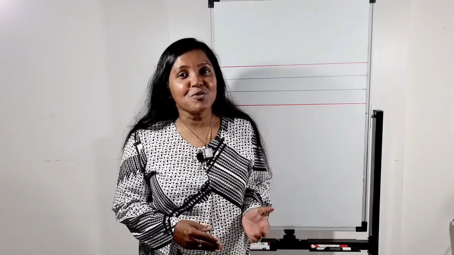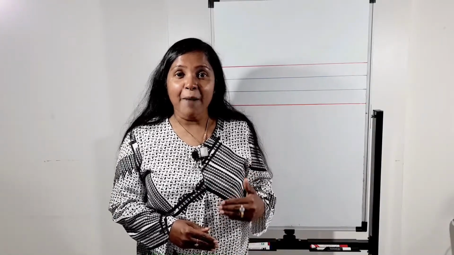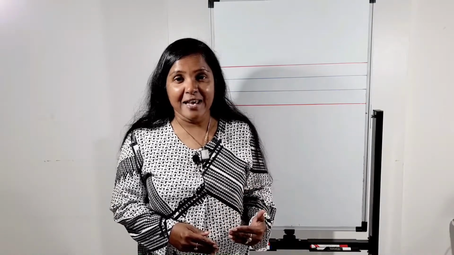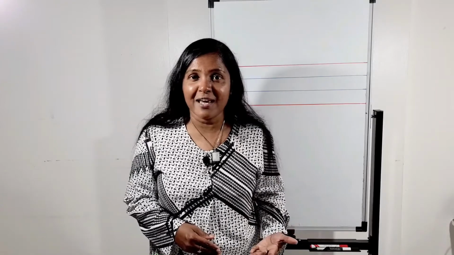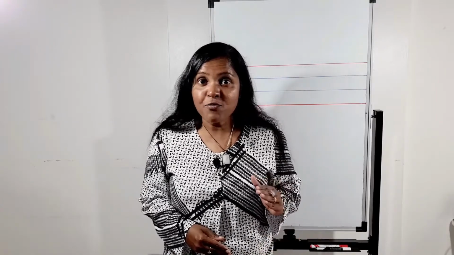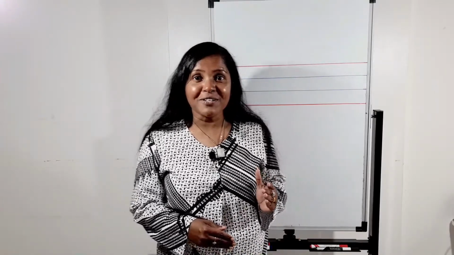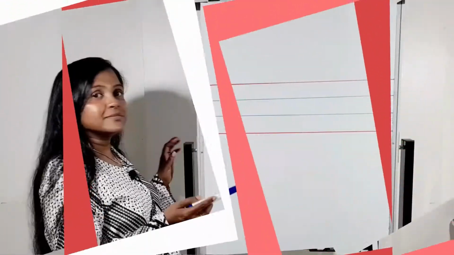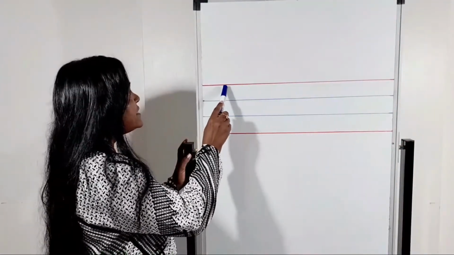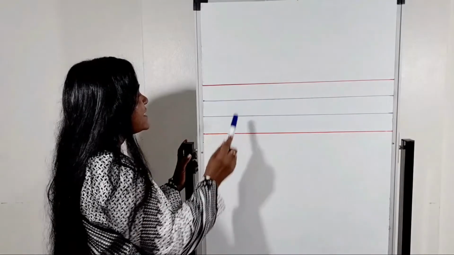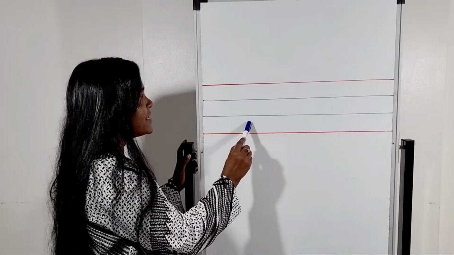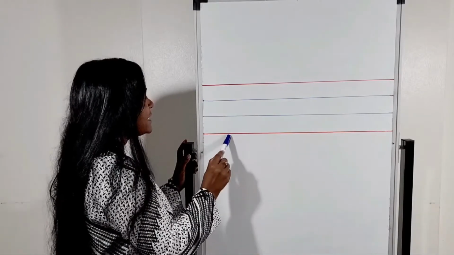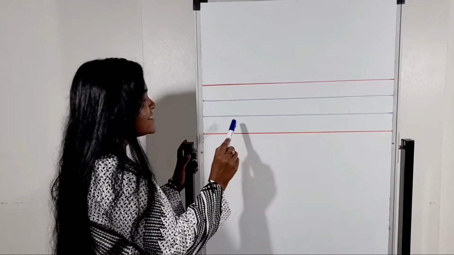First, I am going to show you how to write uppercase K. Listen carefully. Look at the bird. You all know this is head line. This is leg line. These are 2 tummy lines. Head line, leg line, 2 tummy lines.